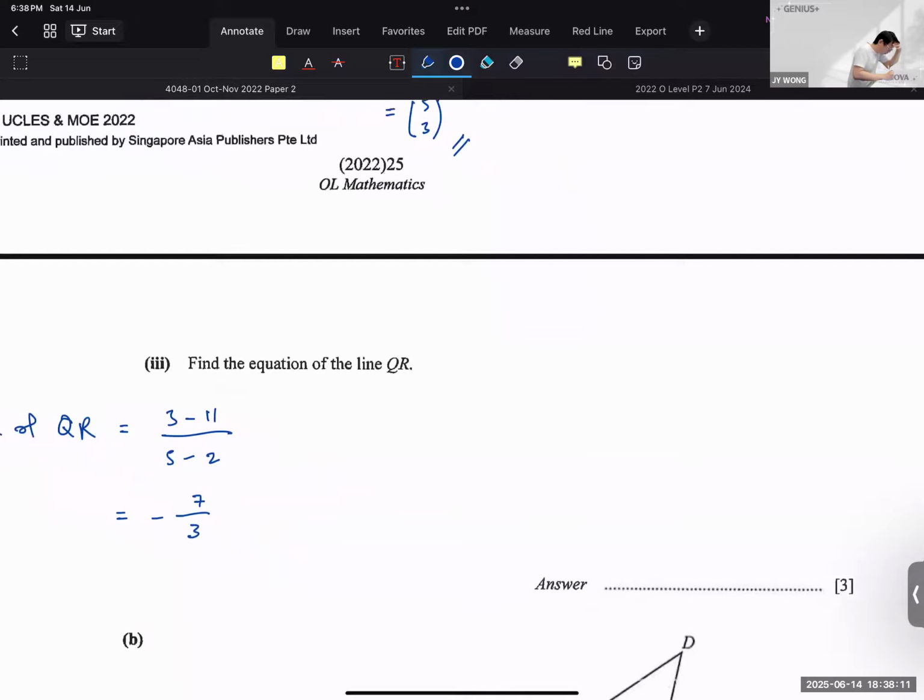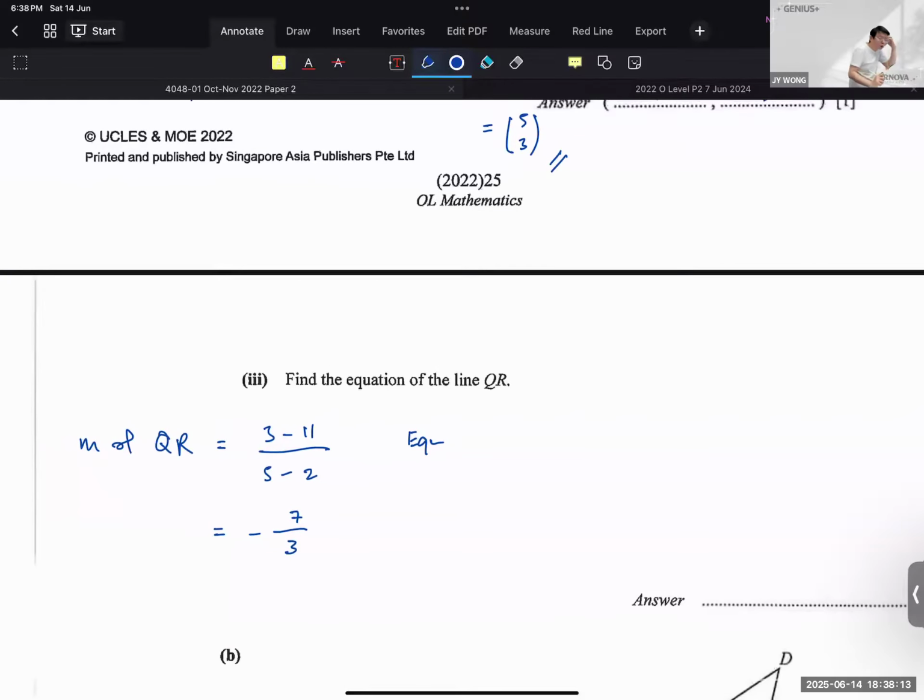And therefore, equation of QR, if you are not familiar with this step, you go and do y equals to mx plus c, sub in one coordinate to go and find c. But I'm just going to do the quicker one. Equation of QR is y minus y1 equals to... you do coordinate geometry sec 3. If you never learn this, it doesn't matter. Some of you will find it easier to just do y equals to mx plus c, which is fine. Okay, let me show you the other way then.